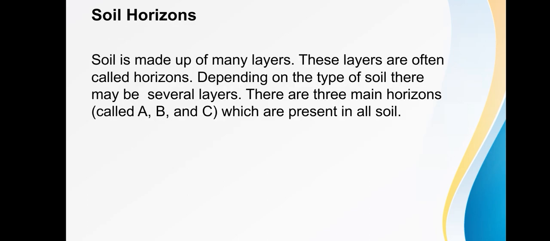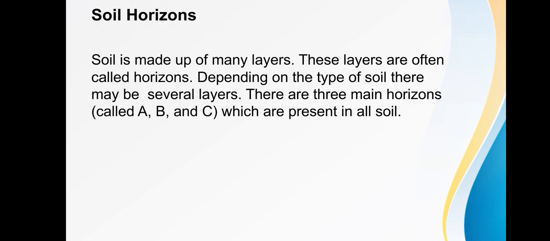Soil horizons. Soil is made up of many layers. These layers are often called horizons. Depending on the type of soil, there may be several layers. There are three main horizons called A, B, and C, which are present in all soil.